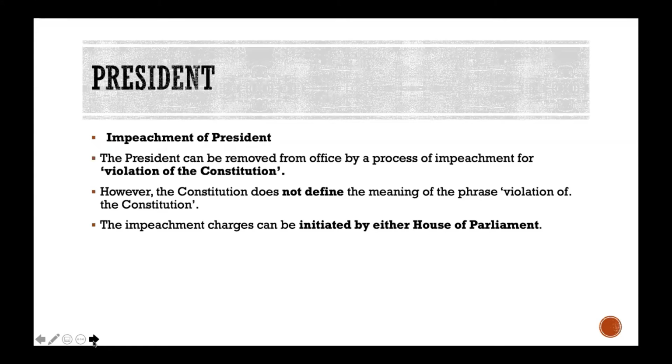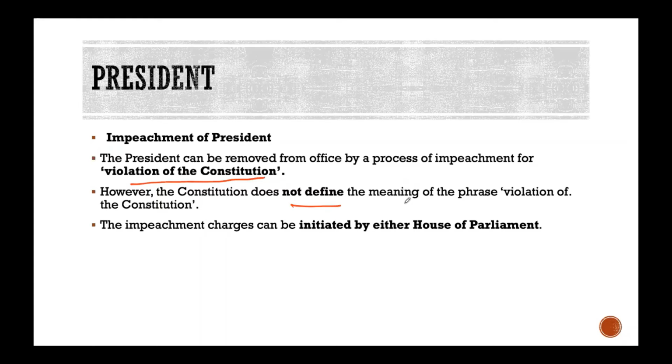So let's take a look at the impeachment of the president. What exactly is the procedure? The president can be removed from office by a process of impeachment. The reason given for this is violation of the constitution. But what entails the violation of the constitution is not defined in the constitution, so that is not very clear.